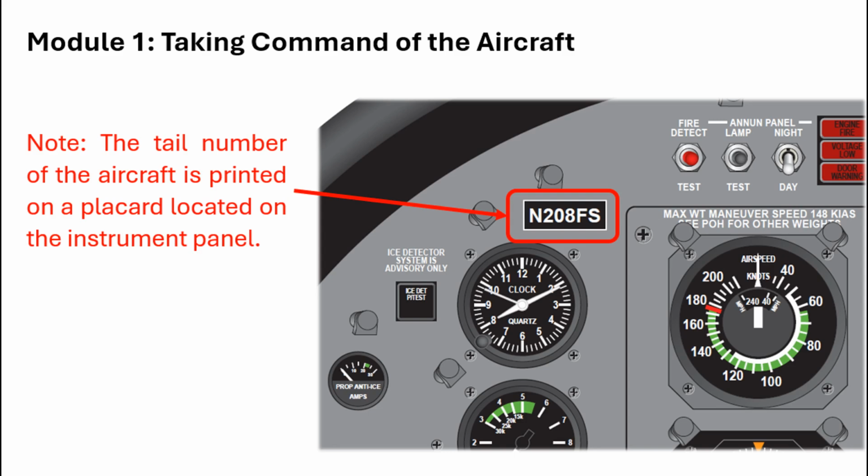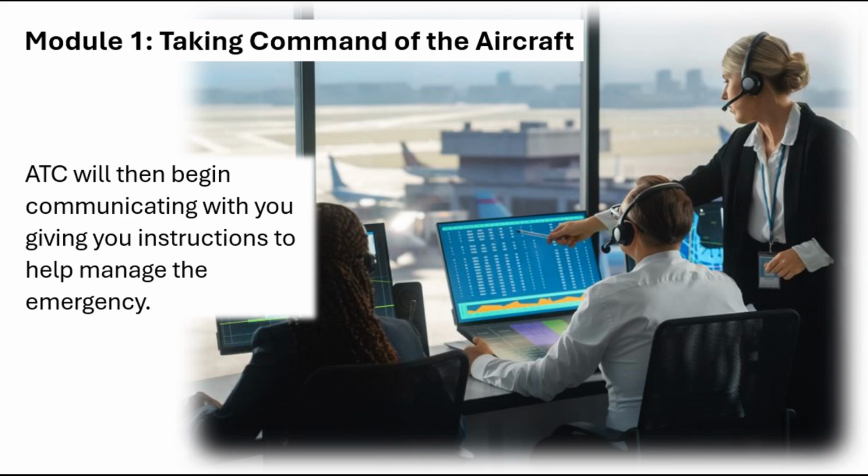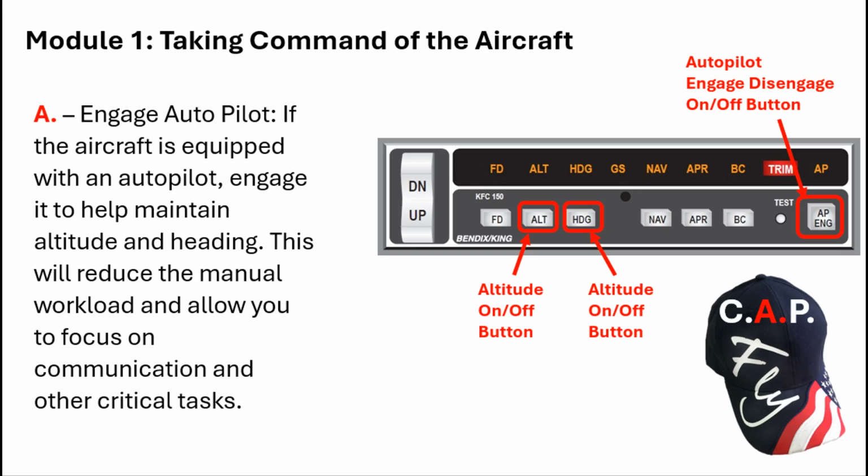Note: the tail number of the aircraft is printed on a placard located on the instrument panel. ATC will then begin communicating with you, giving you instructions to help manage the emergency. A. Engage autopilot. If the aircraft is equipped with an autopilot, engage it to help maintain altitude and heading. This will reduce the manual workload and allow you to focus on communication and other critical tasks.